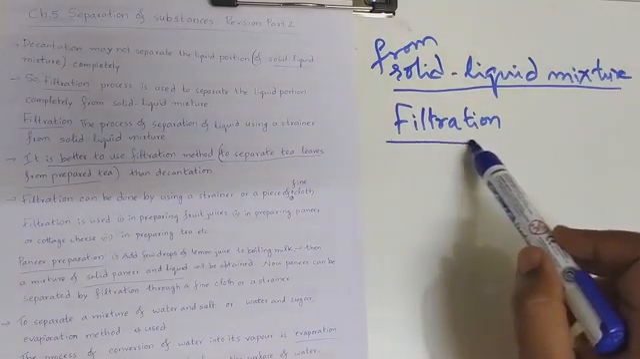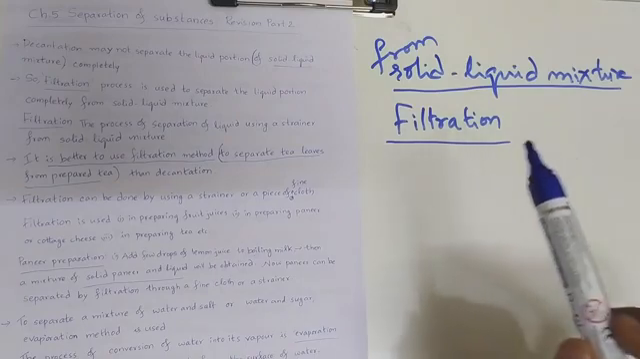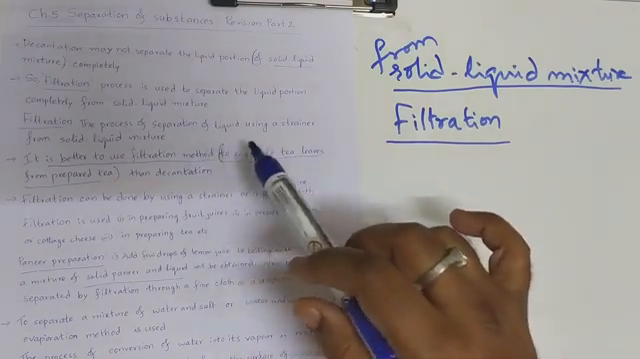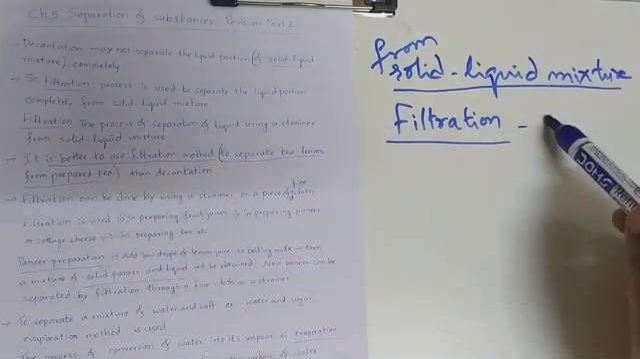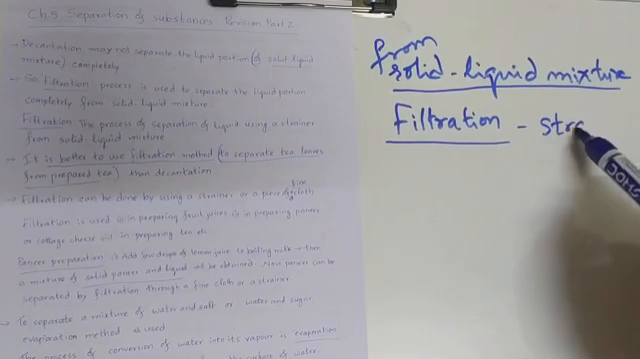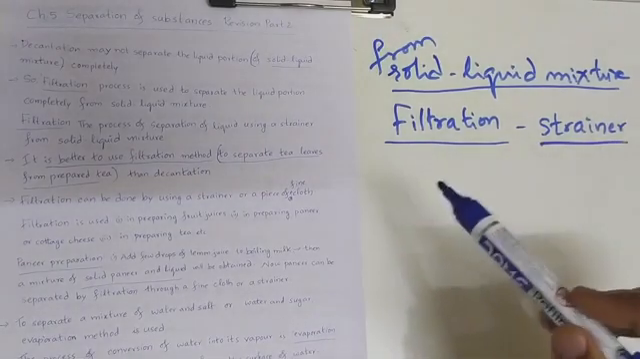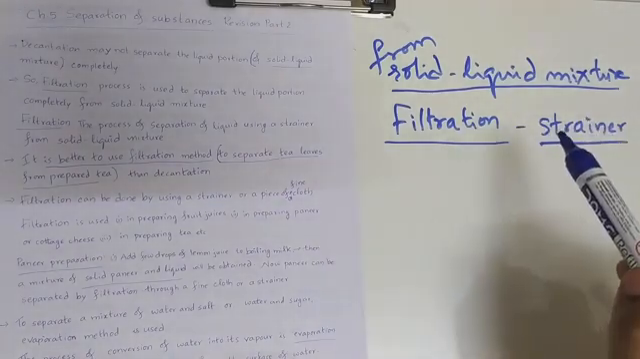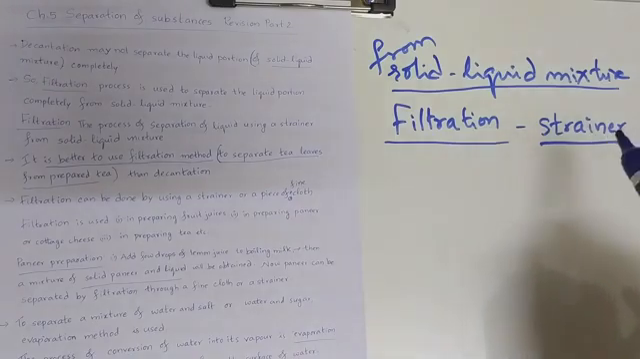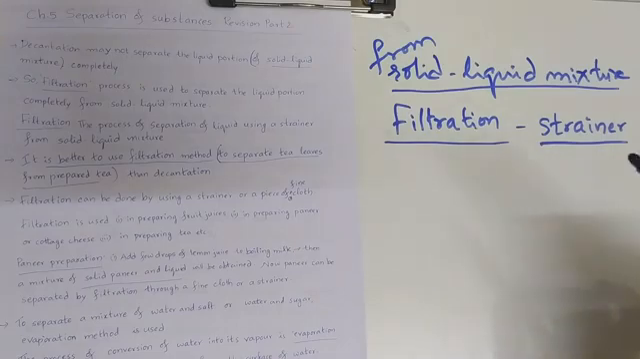Then what is filtration? Filtration is the process of separation of liquid using a strainer. So in filtration, the key thing that is used is a strainer. Strainer is the key thing. By using a strainer, we separate the solid portion from the liquid, or we separate the liquid completely from the solid liquid mixture.